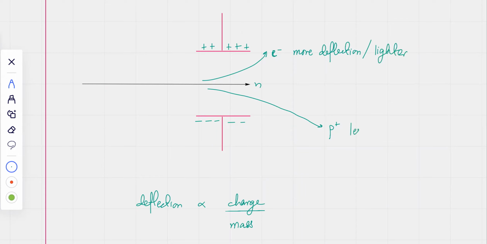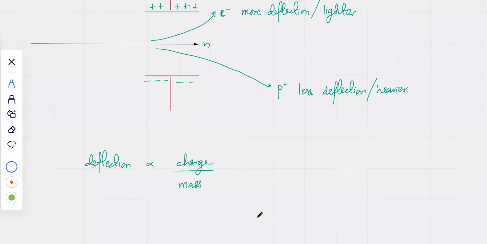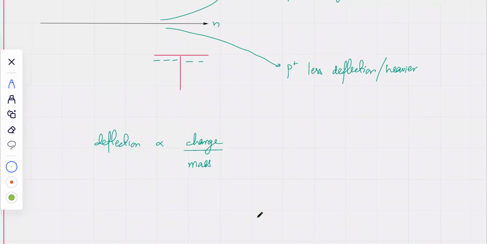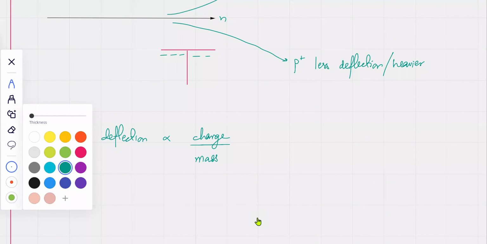Is this clear? Yes, sir. Francis, Aisha, Anna, is this clear? Aisha, Mayim, yes, clear, sir. Yes, yes, sir.